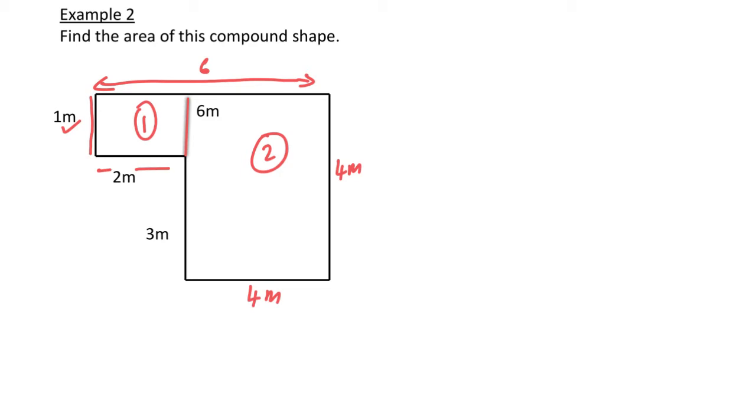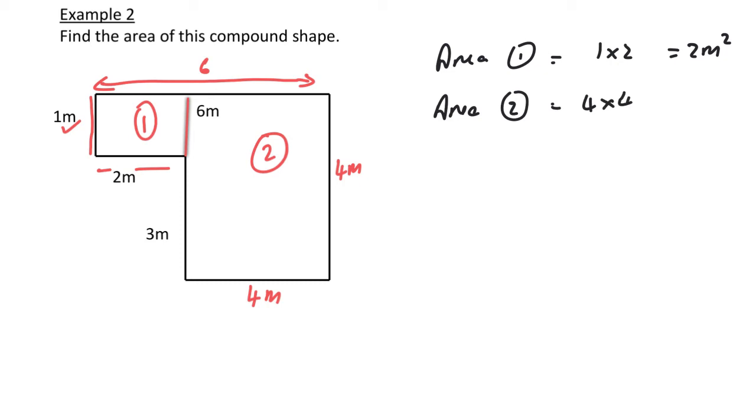So what we'll do is find the area of 1, and that's going to be 1 times 2, which is 2 square meters. Then we can find the area of the second shape, and that's going to be 4 times 4, which is 16 square meters. And the total area is going to be found by adding these two together to get 18 square meters.